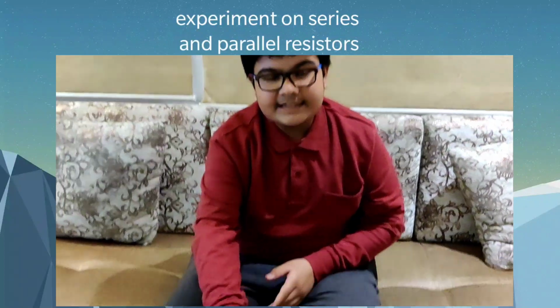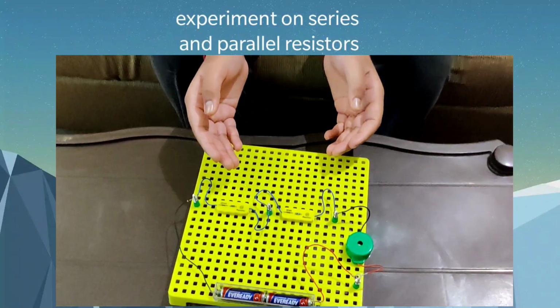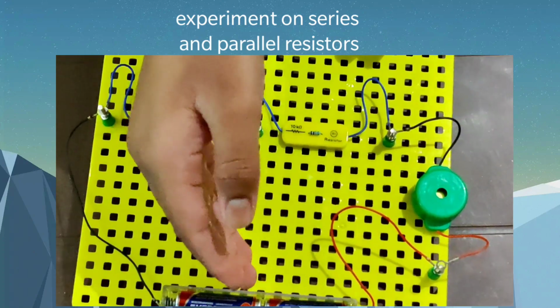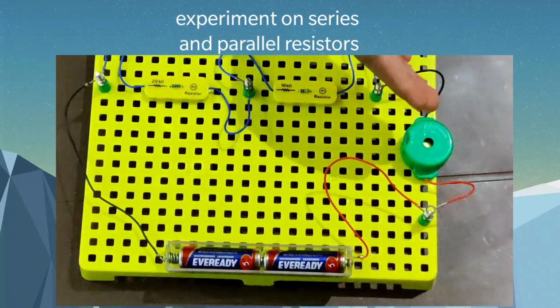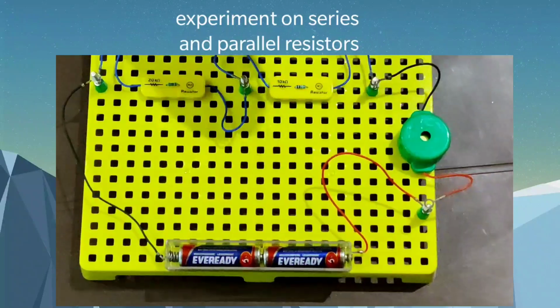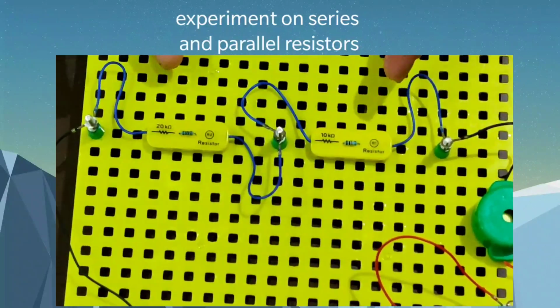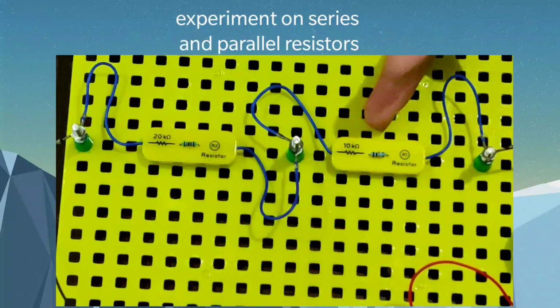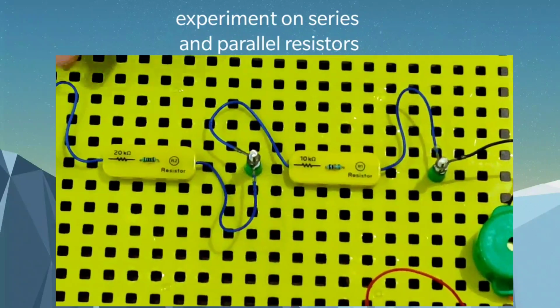Now we will understand series and parallel resistors with the help of two live experiments. Let us see the setup for this experiment. In this, I have taken a battery of 2 cells and I have connected it to a buzzer, and I have taken two resistors of resistance 20 ohms and 10 ohms that I have arranged in series combination, as you can see here.